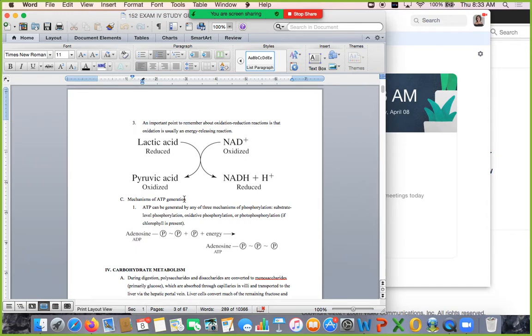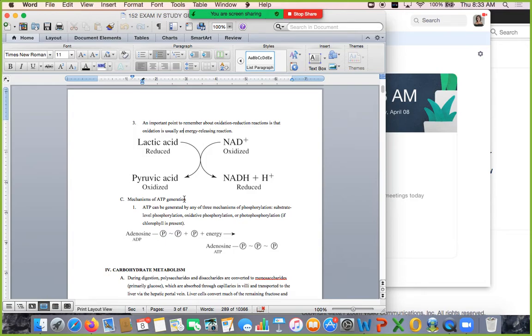This is showing you that the opposite reaction can occur as well. If we have lactic acid going to pyruvic acid, that would be an oxidation reaction. But if we have pyruvic acid going to lactic acid, that's a reduction reaction. And they're always coupled.